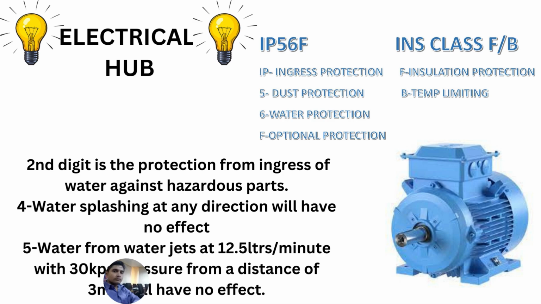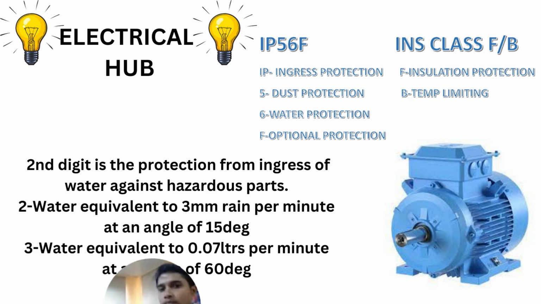Similarly, 5 is if the water is sprayed from water jets at 12.5 liters per minute with 30 kilopascal pressure from 3 meters. 4. If water is splashed from any direction, it will have no effect. Similarly, 3 is for 0.07 liters per minute at a 60-degree angle.